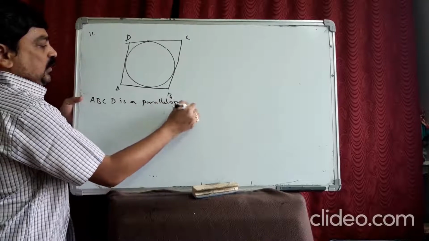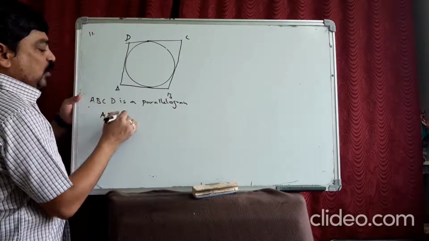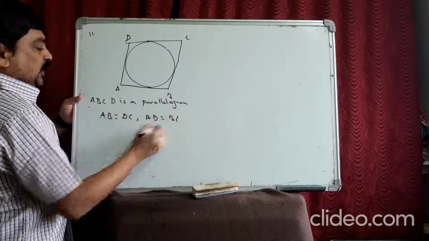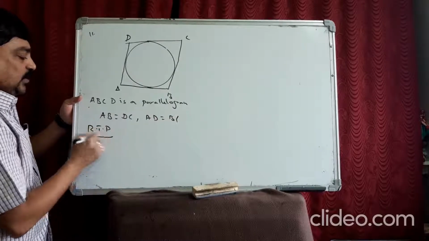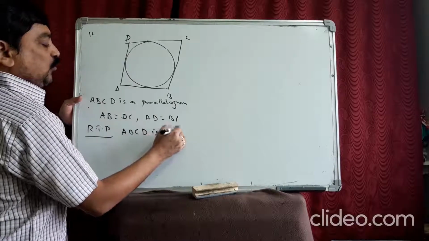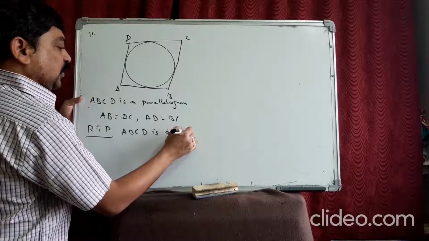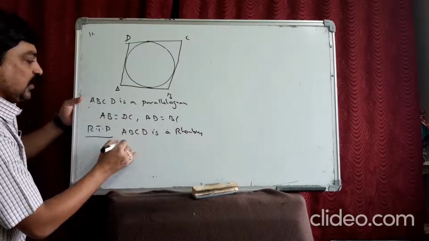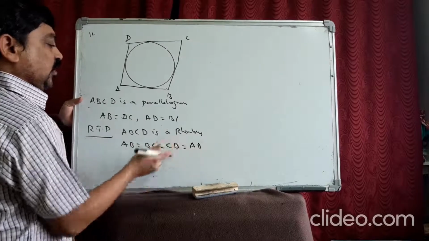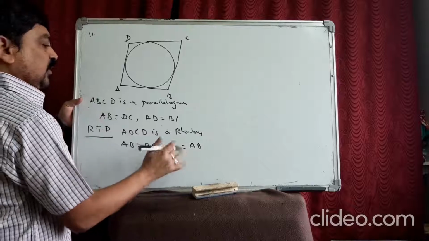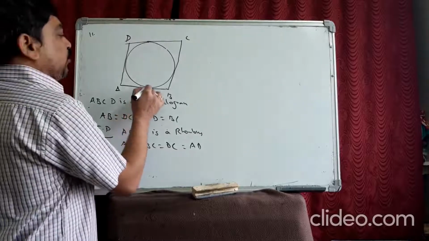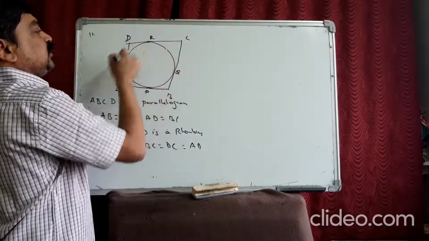Parallelogram means opposite sides are equal: AB equal to DC, AD equal to BC. And what is required to prove here is that ABCD is a rhombus. To prove that a parallelogram is a rhombus, all the sides should be equal. That means AB is equal to BC is equal to CD is equal to AD. We have to prove that all the sides are equal. For that, we apply the length of the tangents property.